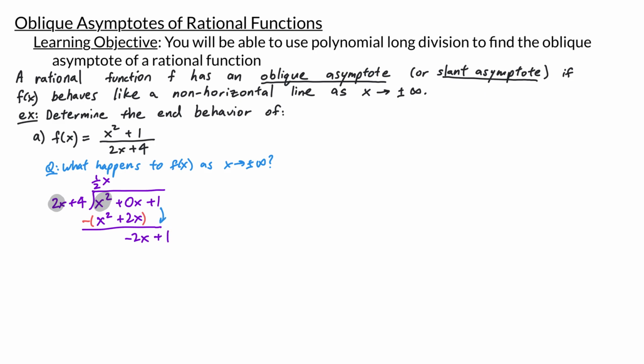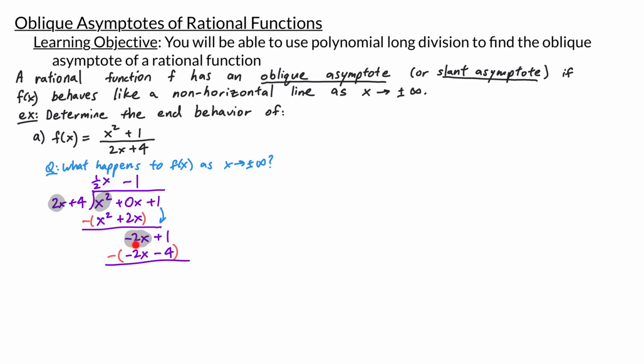Next, we repeat the process. The leading term is now negative 2x. To figure out what we write above here, we take negative 2x and we divide it by 2x. Dividing those things, we end up with negative 1. Once we have our number up on top, we take the negative 1 here, we multiply it to the divisor, and we write the result underneath. So negative 1 times 2x, that's going to give me the negative 2x. And then negative 1 times 4 gives me a negative 4. And then we're going to subtract.